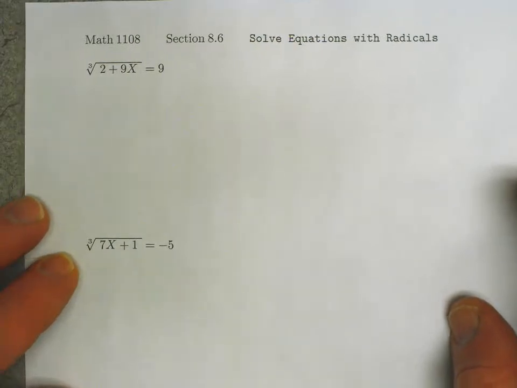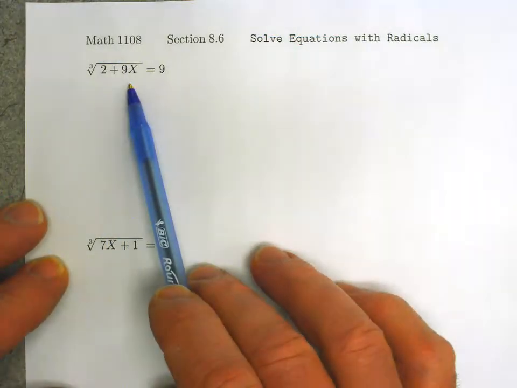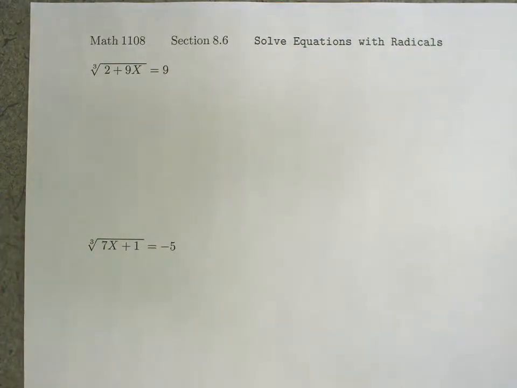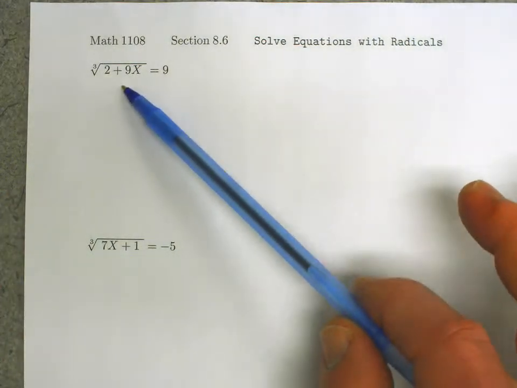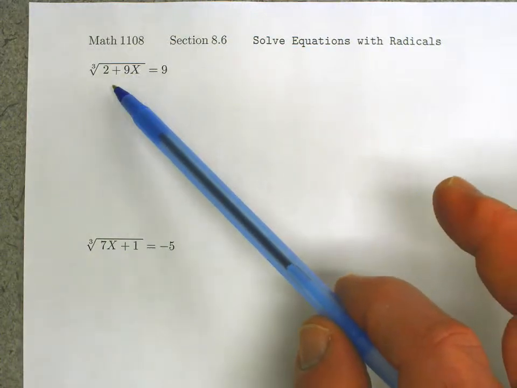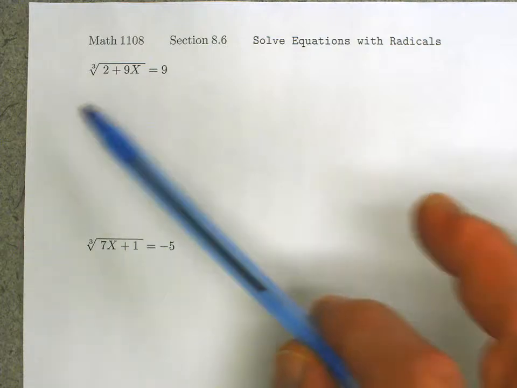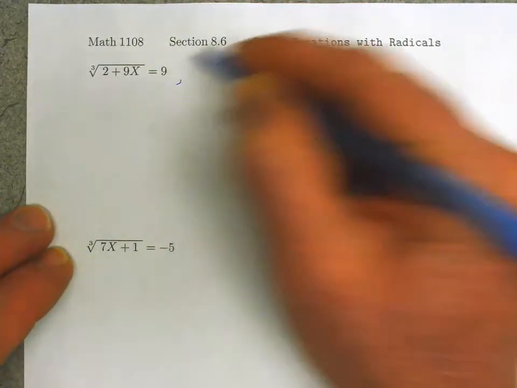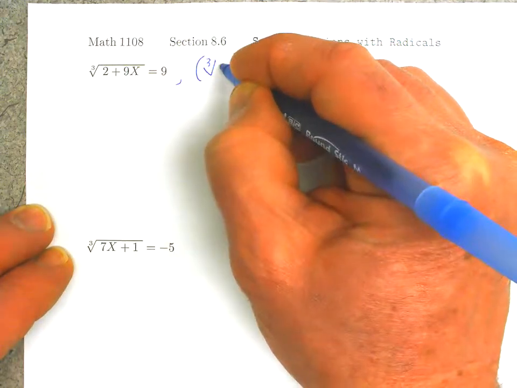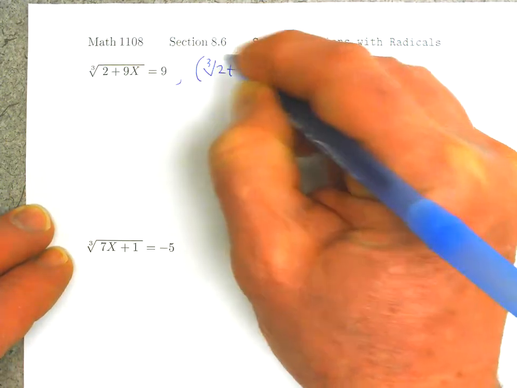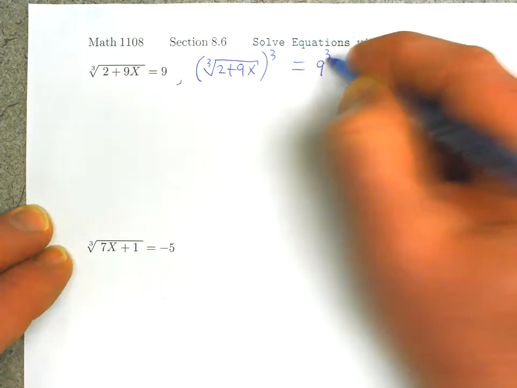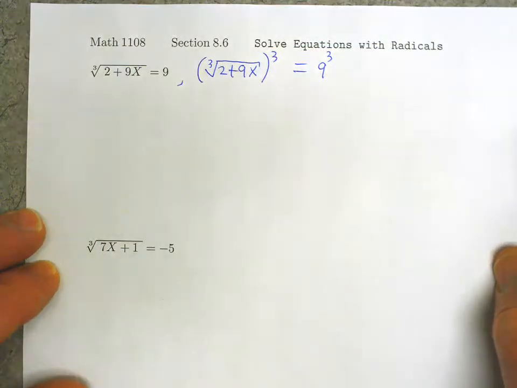Okay, this time we have the cubed root of 2 plus 9x equals 9. The cubed root of 2 plus 9x is by itself on the left-hand side, so we can raise both sides to the third power to get rid of the cubed root. So we're going to raise the left-hand side to the third power, and we're going to raise the right-hand side to the third power.